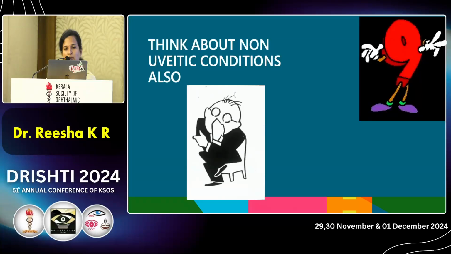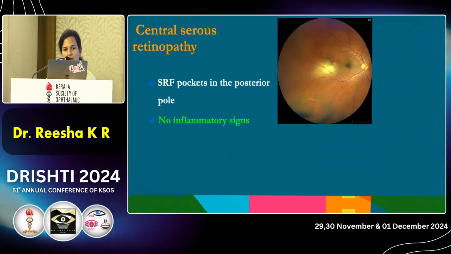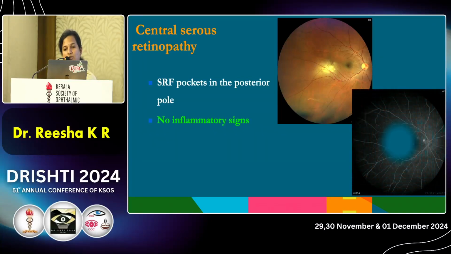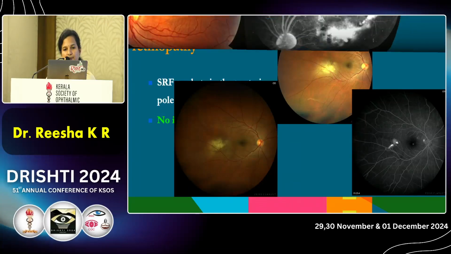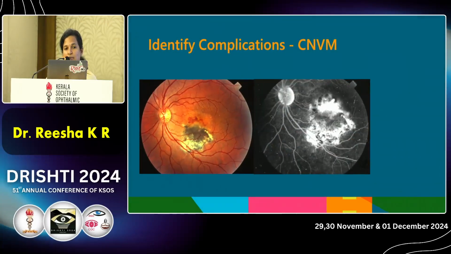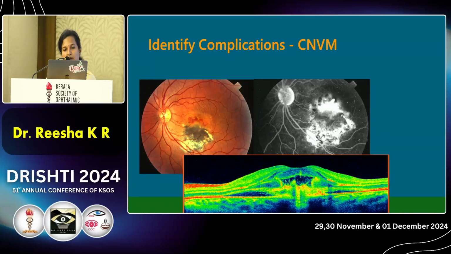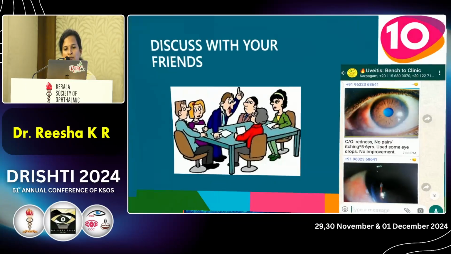And think about other non-uveitic conditions also. This patient was treated as toxo-uveitis. She was already on Bactrim DS and steroids, but no improvement. FFA shows these pinpoint leaks. This was a case of CSR with fibrin, so immediately we stopped steroids and gave laser. And do not forget about complications: a toxo scar can have an associated CNVM, and OCT could pick it up.